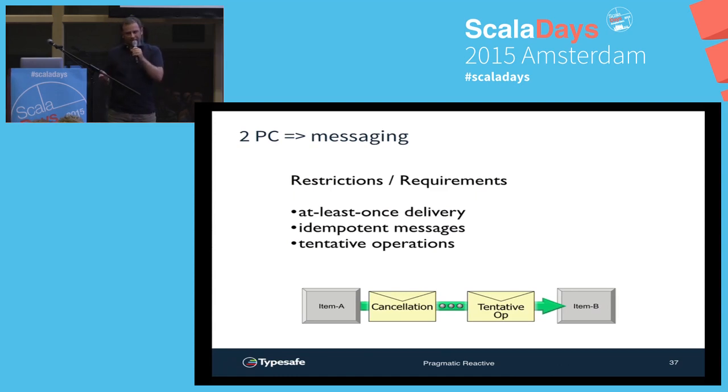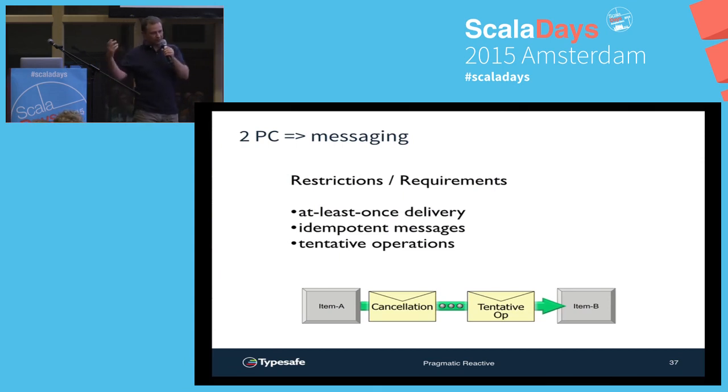Well, of course, it's not that easy. You can't just say, okay, I'm just going to use an actor and send some messages, and that's going to be like a two-phase commit. You need some restrictions there. You need to do some additional work. You must make sure that the message arrives at your destination. So you need at least once delivery.